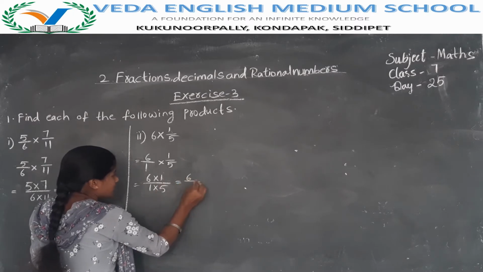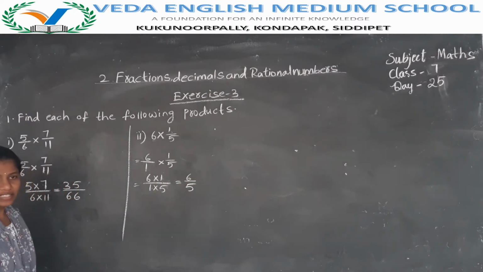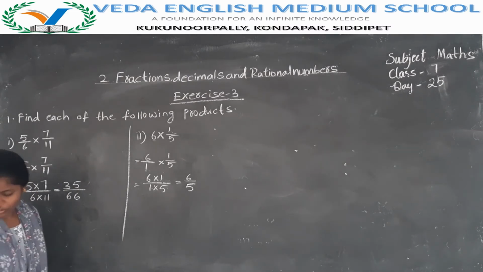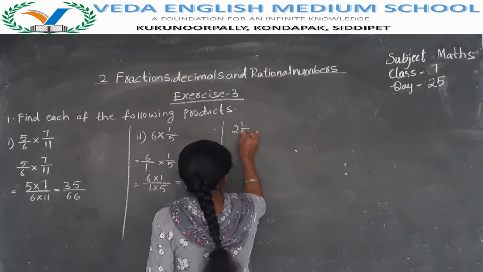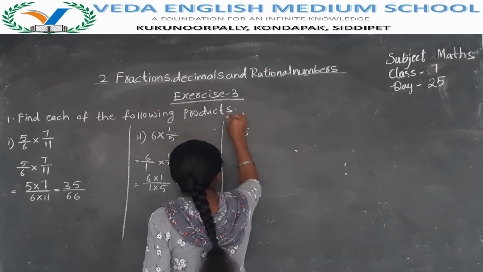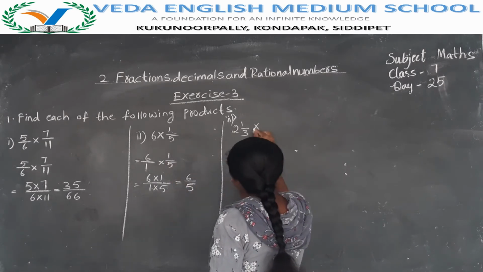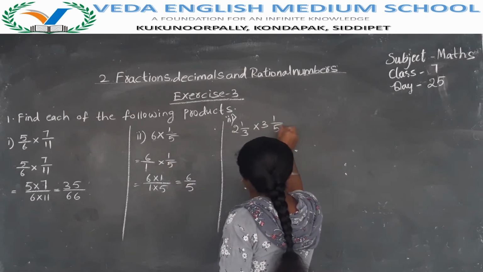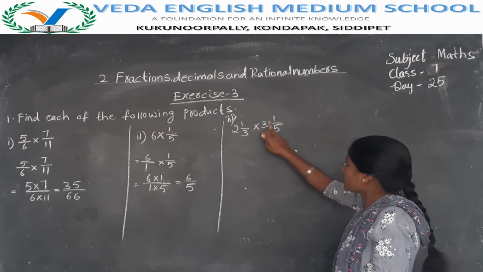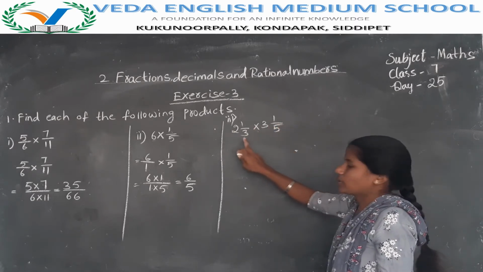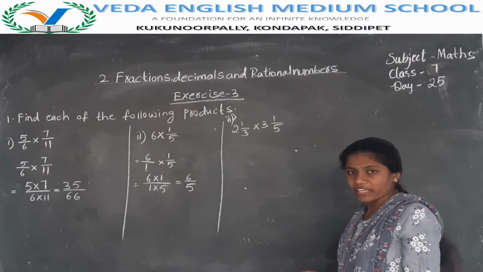6 ones are 6, 5 ones are 5. So the answer is 6 by 5. Next, third question is 2 into 1 by 3 into 3 into 1 by 5. Both are mixed fractions.